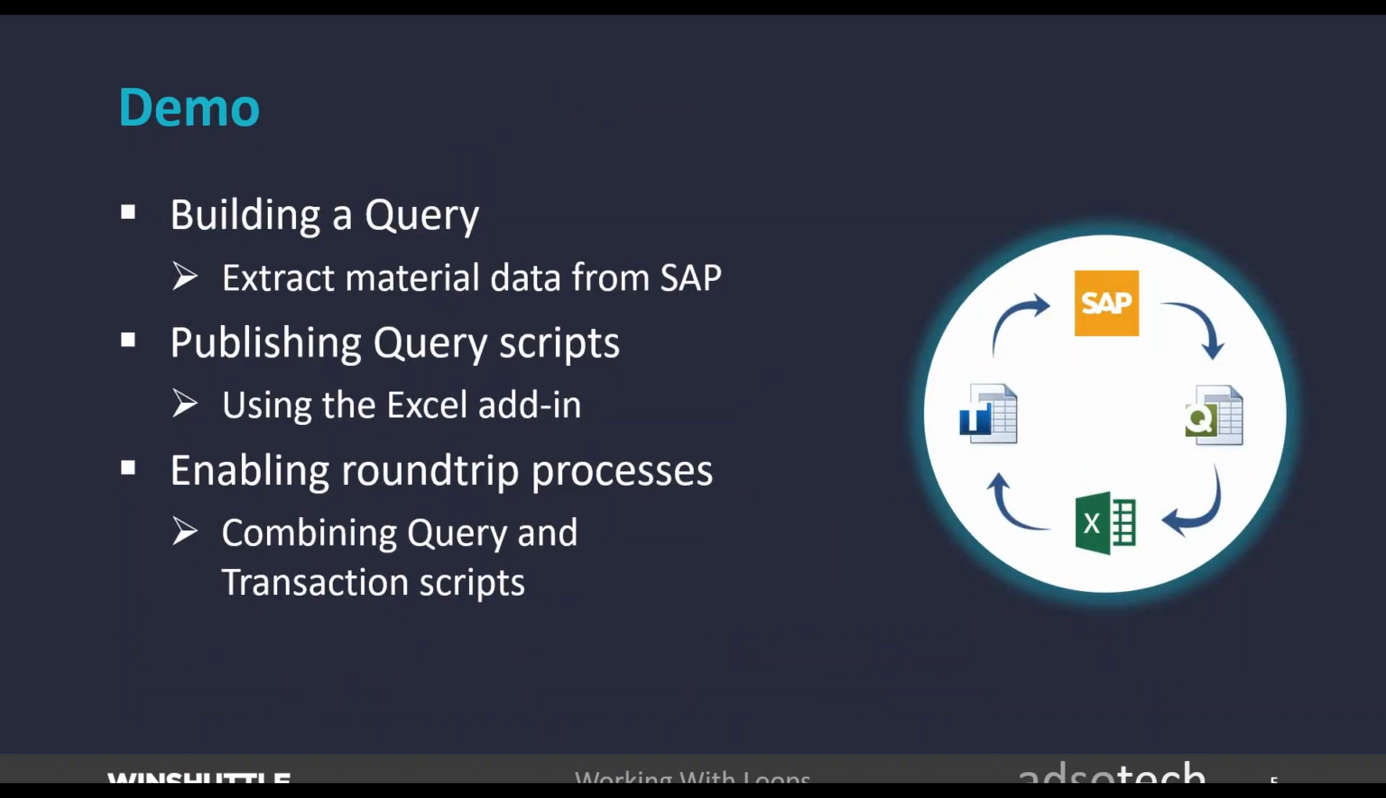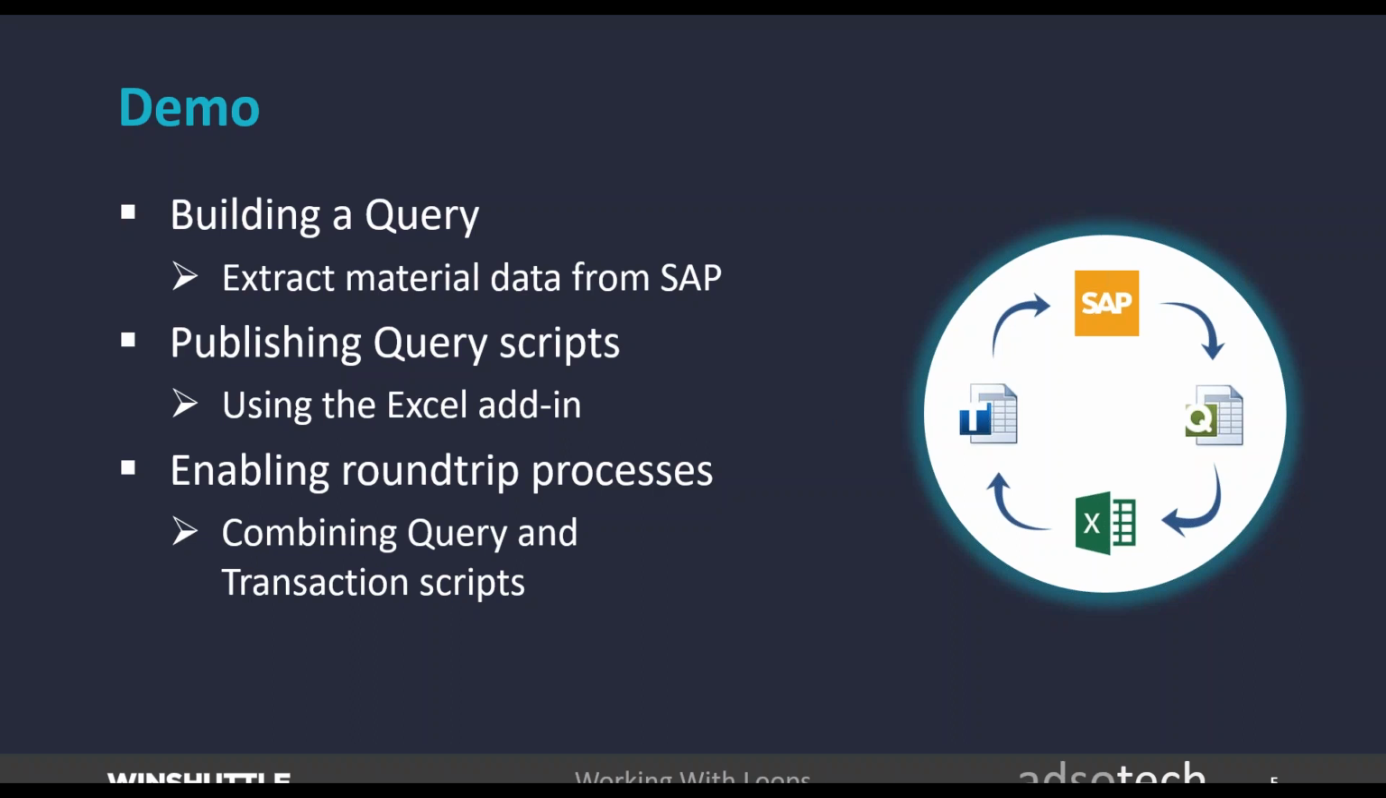But for today, what we'll be looking at is something like this. We'll do a couple of steps here. We'll start by going through Winshuttle query. We'll build a simple query, and I'll try to highlight the key concepts there, and also talk a little about what the process of developing query scripts normally is. Then once that's done and tested, we'll run the publishing wizard and look at the Excel add-in, how it all works from within Excel.